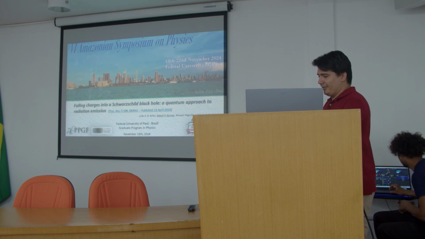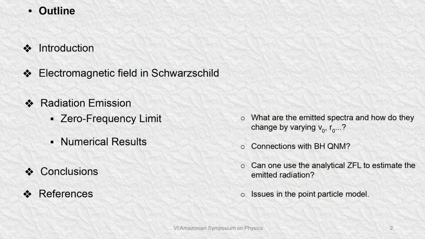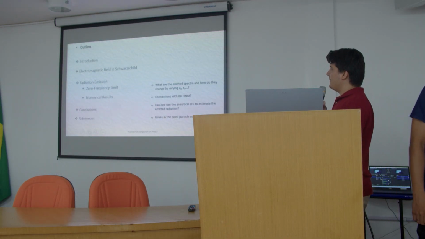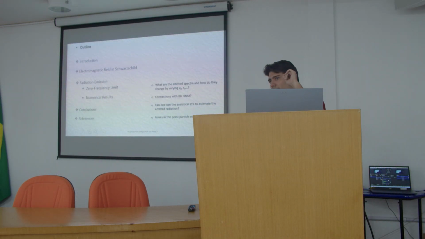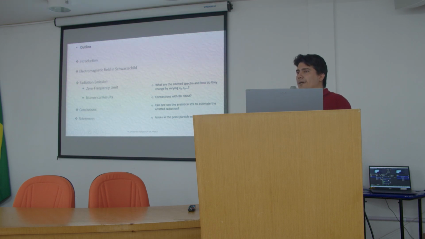And this is a really simple setting. Basically, what we want to do is throw a charge into a black hole, and compute the radiation emission in this scenario. You have an electromagnetic charge, and of course it's coupled with the electromagnetic field, and you want to compute the radiation from that.